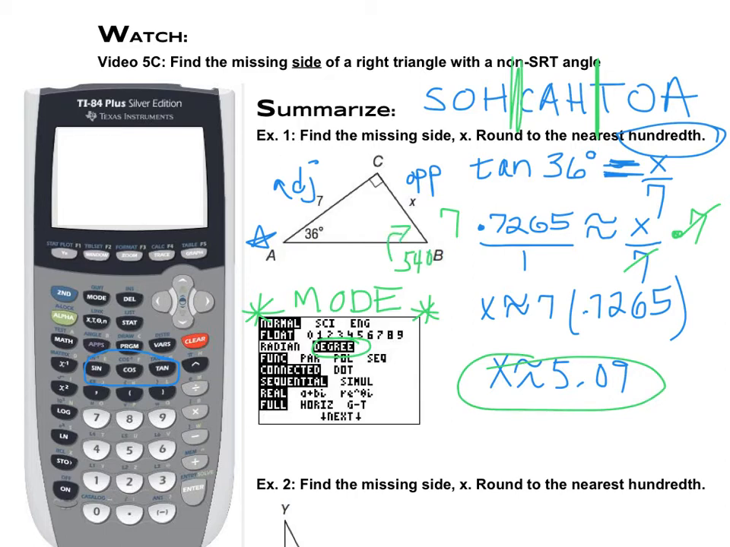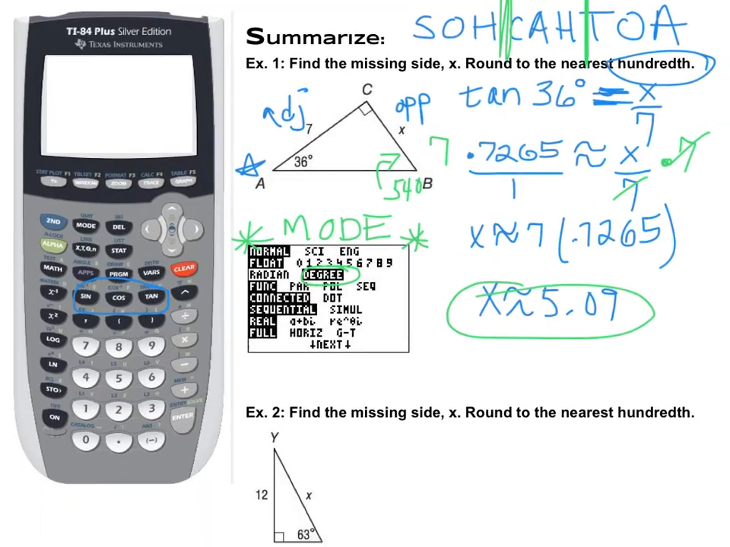And that's a larger angle than 36, so it makes sense that the side across from it is also a longer side than the side across from 36. Just keep that in mind as far as whether the decimal you come out with on your calculator makes sense or not. All right, so let's go to the next example.